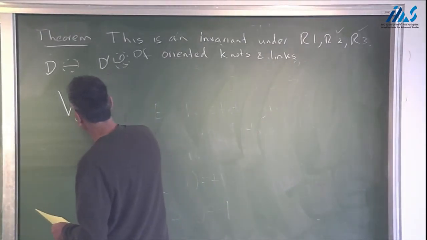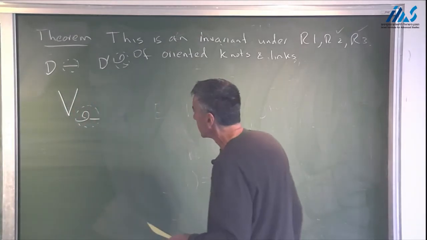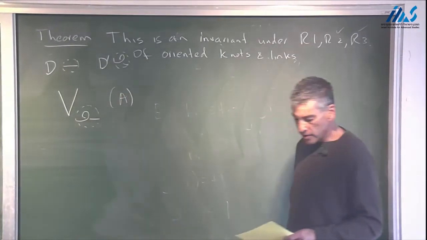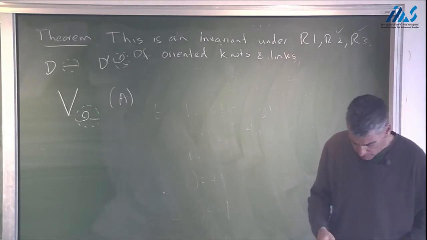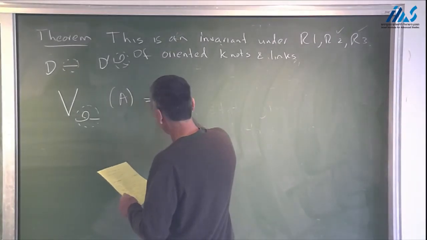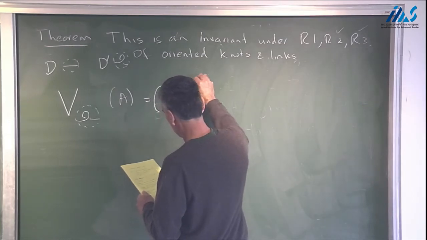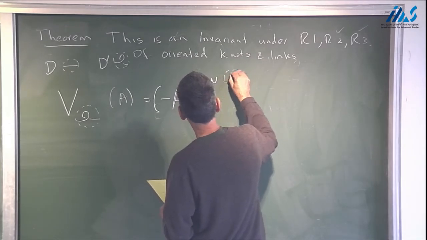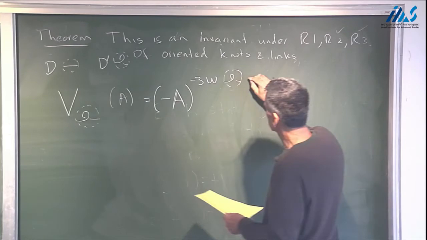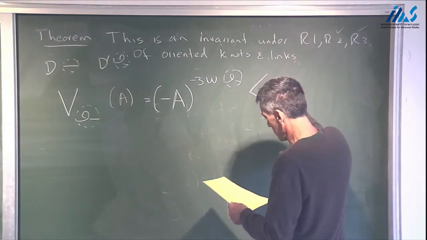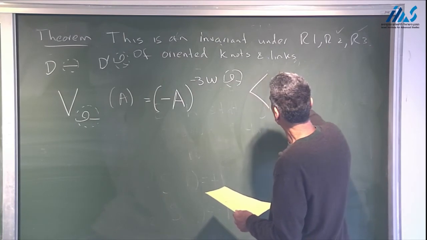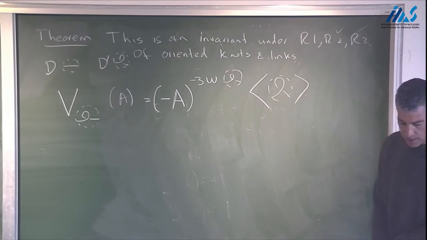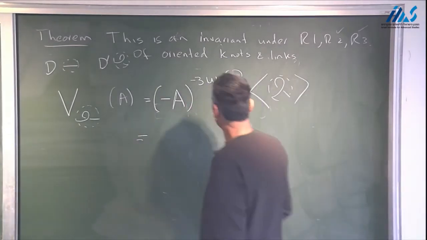So let's look at the Jones polynomial evaluated on this diagram with the link. Well, by definition, this is equal to minus A to the minus 3 times the writhe of this link, which has the kink in it. We don't know what it is away from here, and then you multiply by the bracket of this diagram with the kink in it.